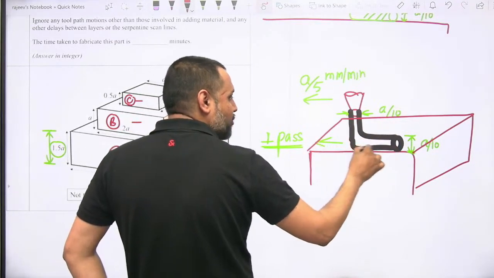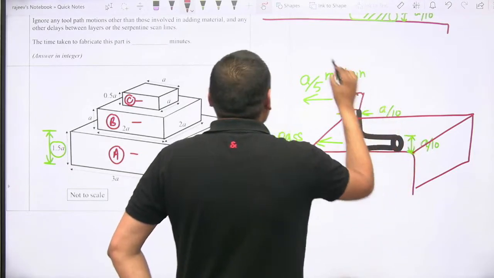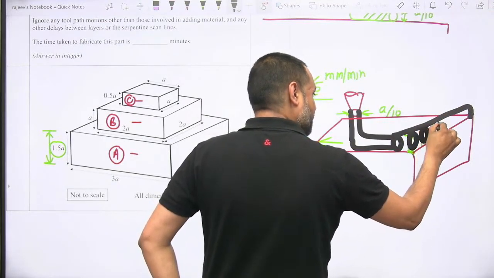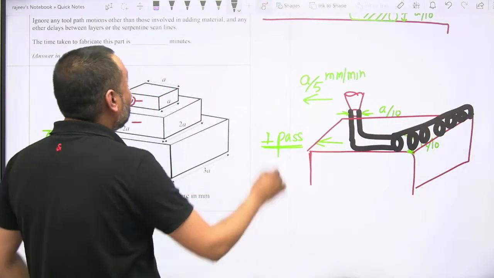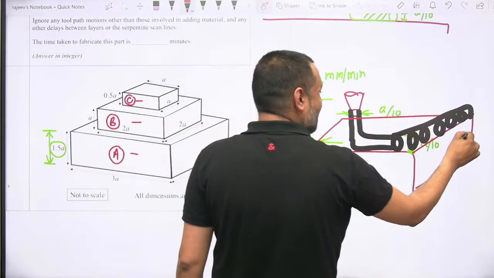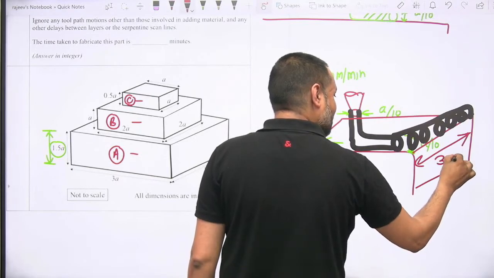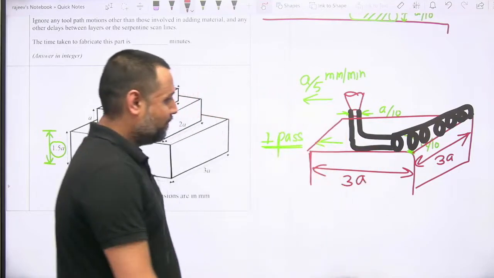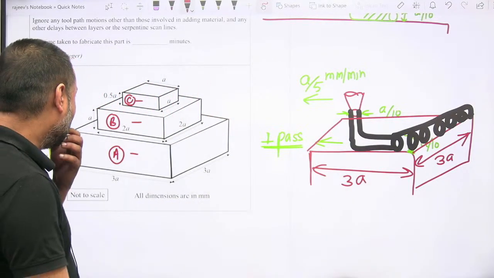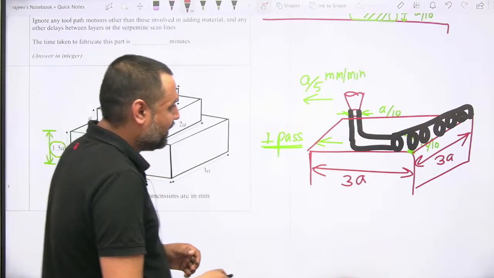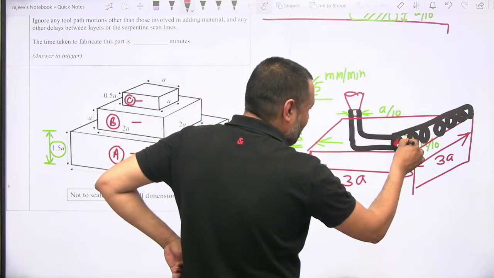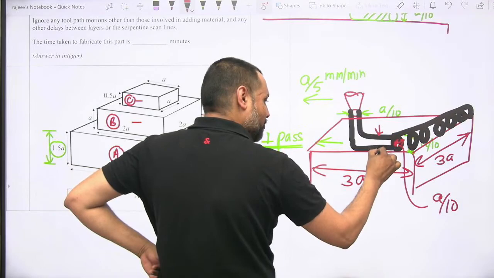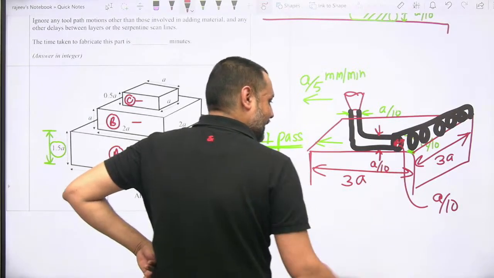So this movement has to be repeated in a way that this whole layer thickness comes up till this. You know that the first block, the dimension that has to be created in this direction is 3A, and there also it is 3A. Fine. As the layer is being deposited in this direction, it is equal to A by 10, and in that direction it is also equal to A by 10.